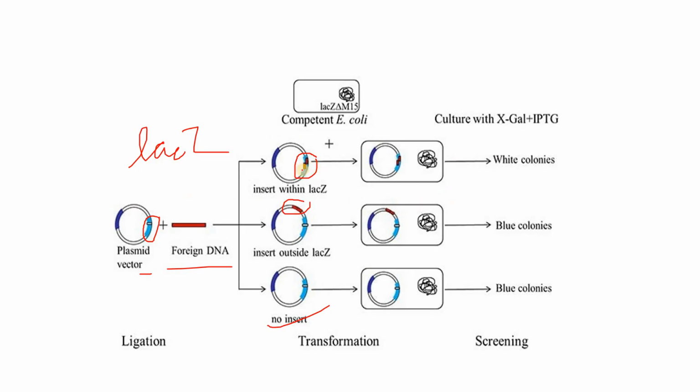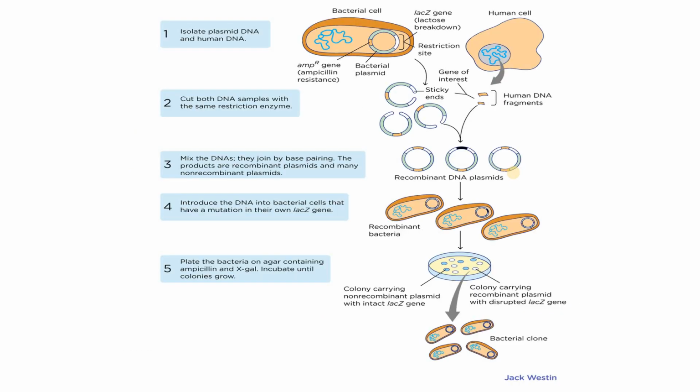If the lacZ site is getting disrupted, that means our gene of interest is present, which is confirmed. So it will give white colonies when you grow it on an X-gal plus IPTG culture plate medium. You will get blue colonies if it is not inserted there, so it is outside somewhere, and blue colonies again mean the gene of interest is not present. Now let's learn this again with a deeper example.